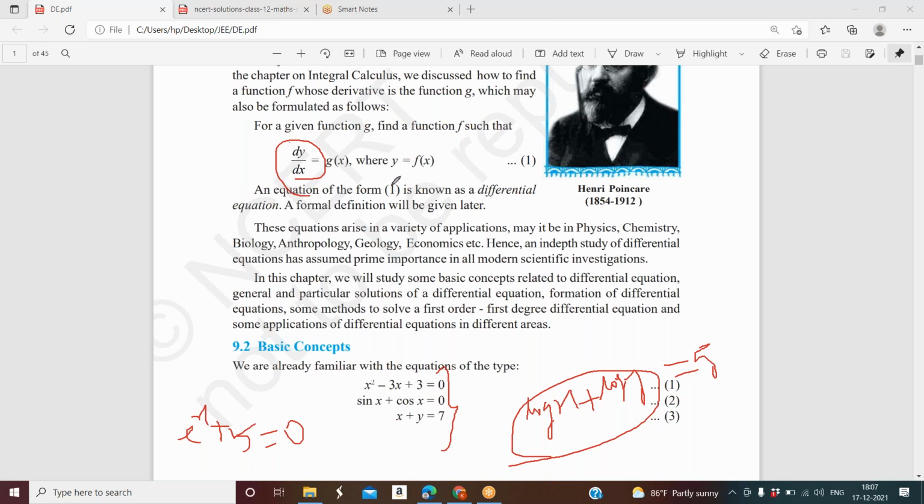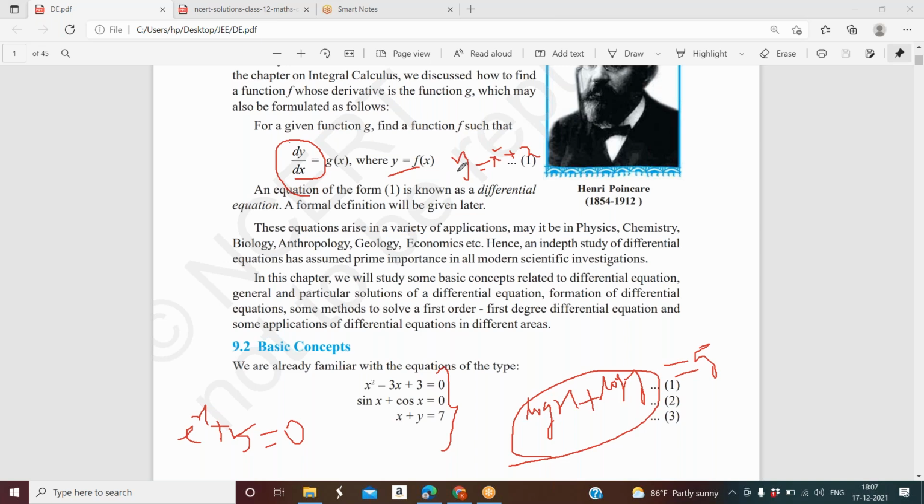Suppose y is a function of x. For example, y equal to x square plus 2. Here y is a function of x. y is depending on x, which means y is a dependent variable, whereas x is an independent variable. x will not depend on y, but y is depending on x. So y is a dependent variable, whereas x is an independent variable. Since y is depending on x, y will vary with respect to x, right?